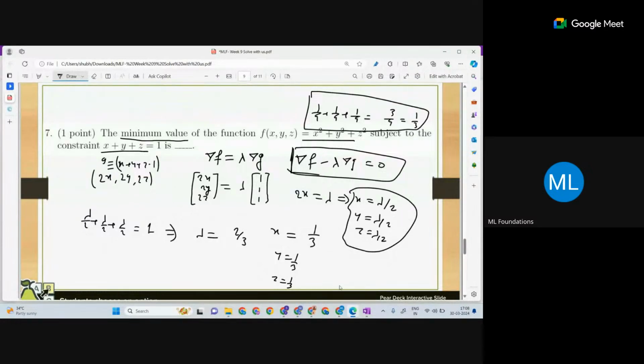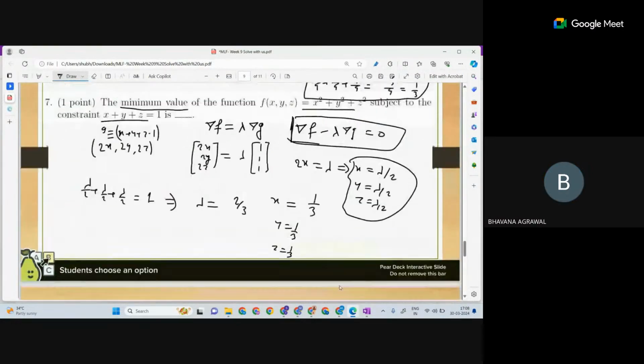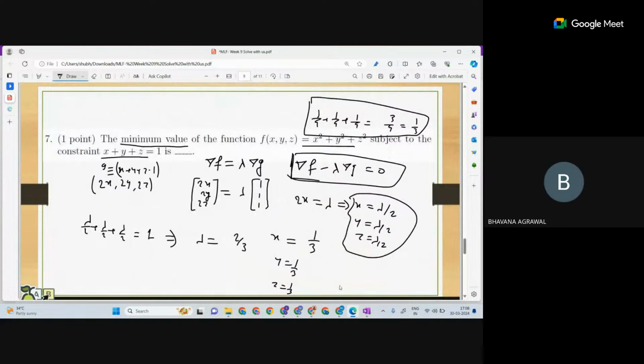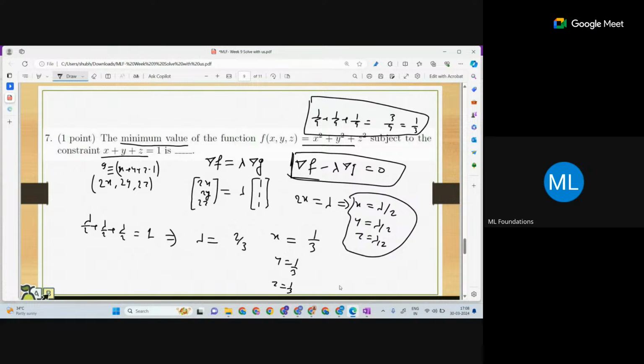Is it necessary to find other points also? We are not getting another point here, right? Yes, sir. Suppose we get two values of lambda. In that case, we have to check them, and see which one gives the minimum. We have to compare them with the constraints.